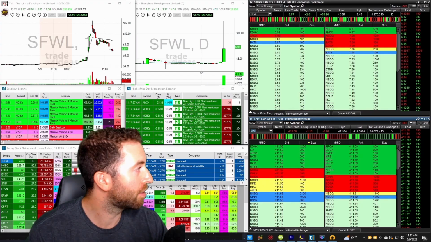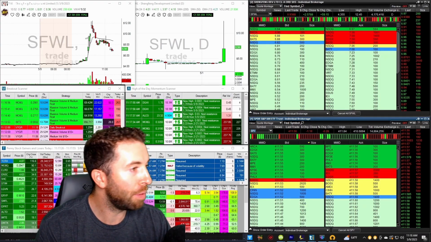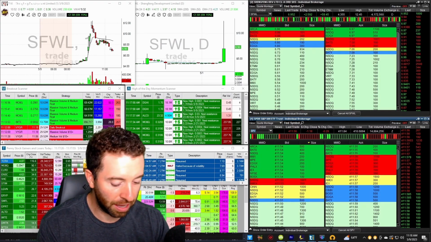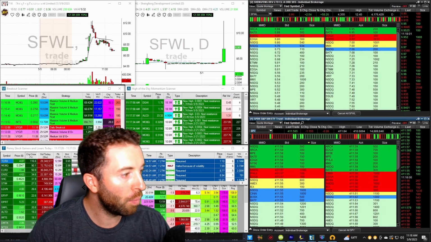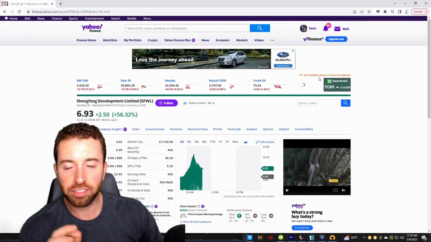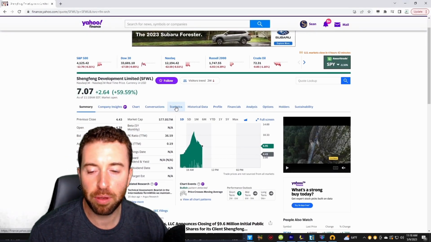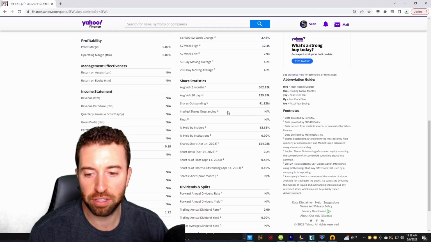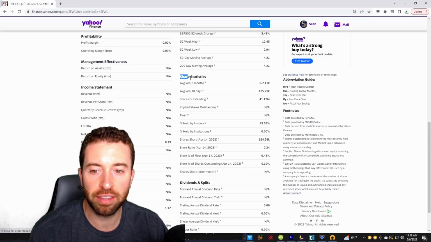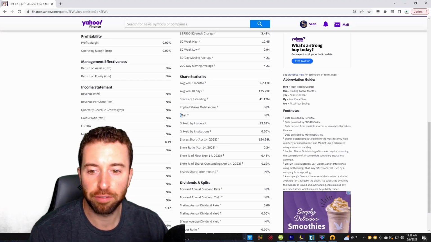And also, the last thing we need to put together is that this stock has a very low float. When we take a look now, we want to start putting this magic solution together. Volume and float. SFWL, we click statistics here and we scroll on down. You can see underneath share statistics, we have float.